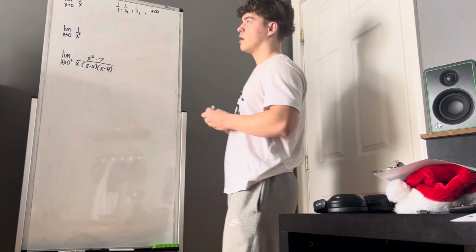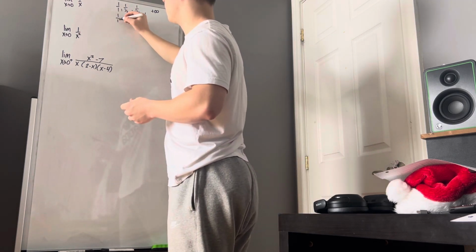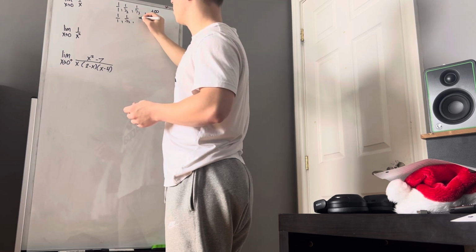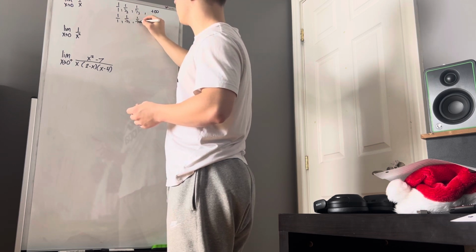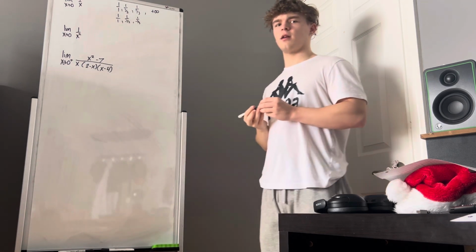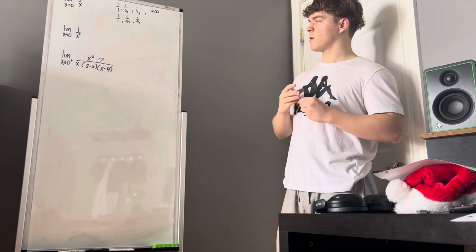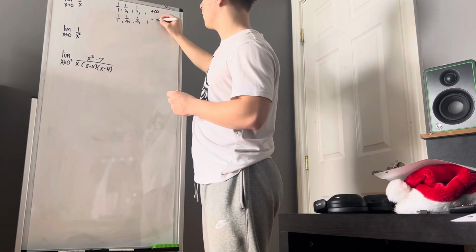But what if we approached it from the other side? Well, we've got 1 over negative 1, 1 over negative 1/2, 1 over negative 1/3. What are we going to get? We're getting an increasingly negative number. So what we're going to get is negative infinity.